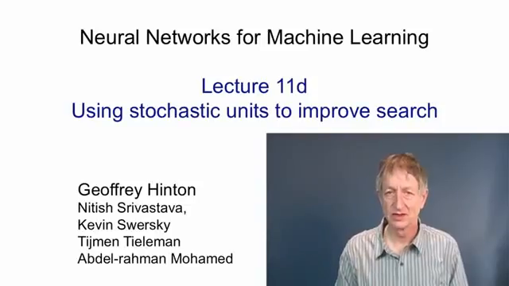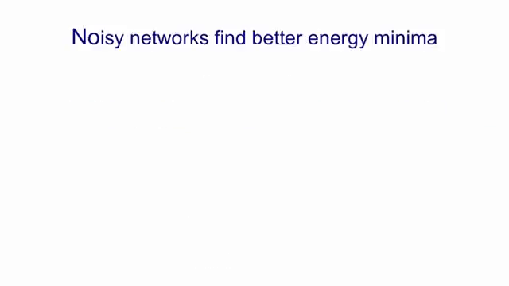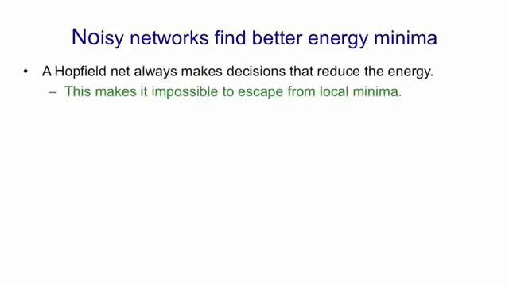In this video, I'm going to explain how adding noise can help systems escape from local minima, and I'm going to show what you have to do to the units in a Hopfield net to add noise in the appropriate way. I'm now going to introduce the idea that we can find better minima by using noise. So a Hopfield net always makes decisions that reduce the energy, or if it doesn't change the state of a unit, the energy stays the same. This makes it impossible to climb out of a local minimum.